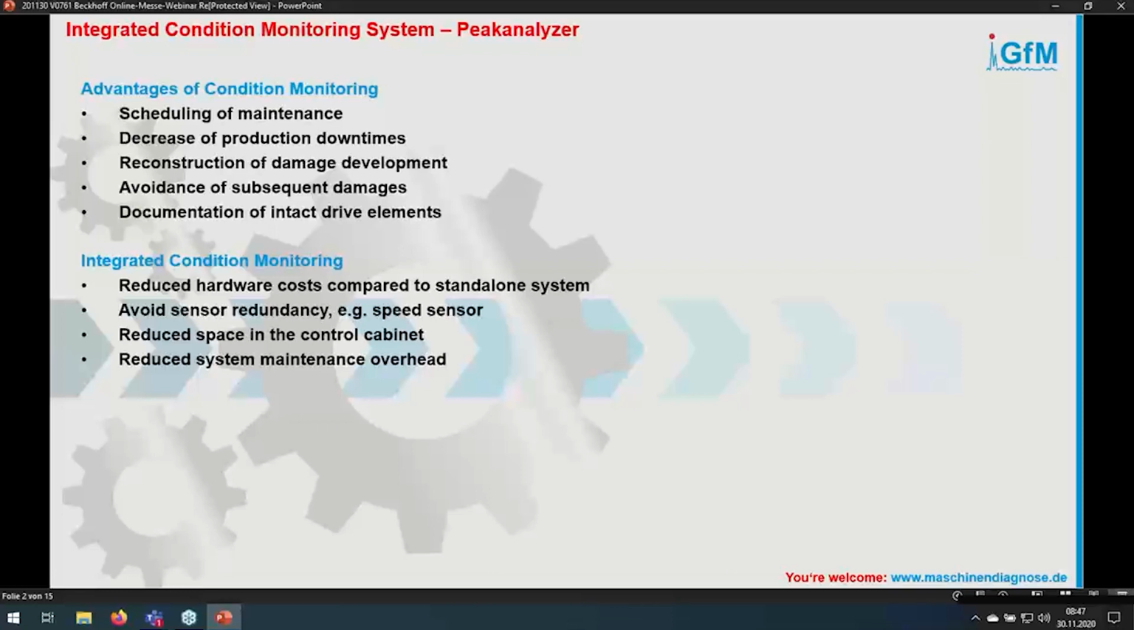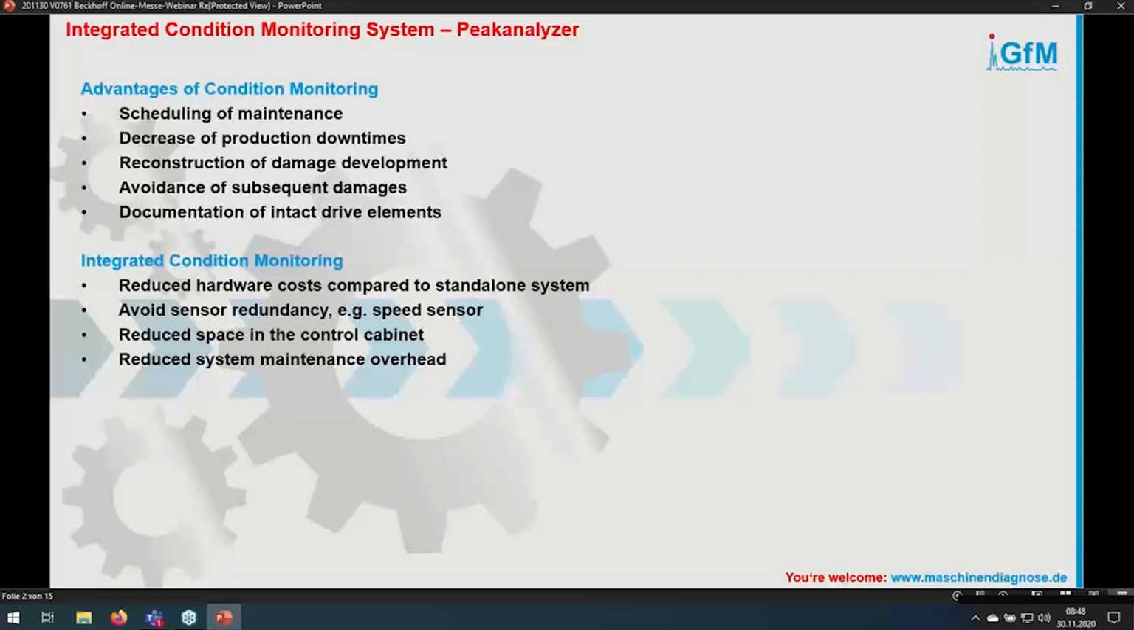One other point is that you can reconstruct the damage development. So if one damage occurs, you want to avoid subsequent damages, and that you can do with our condition monitoring solution. The most important point for many operators is that you also document intact drive elements. So you may shift maintenance intervals to a larger cycle when you know that there is no defect on the machine.